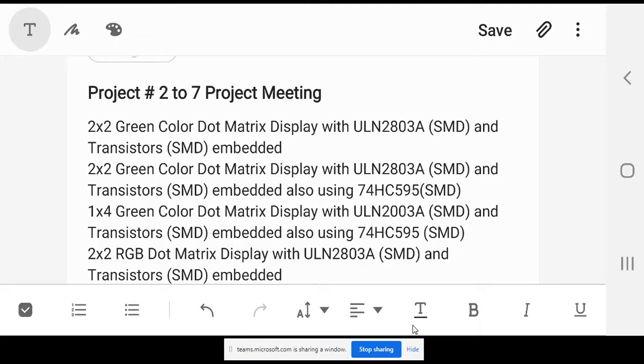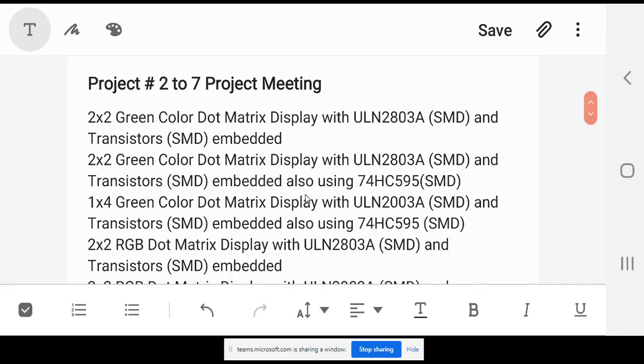Okay, so if I go back to what we are going to do in these projects, the first word is very simple. They are just extensions of what you have done already in your lab up till now. You have done the yellow dot matrix, you have done the RGB dot matrix. So these 6 projects, as you can see, from project number 2 to project number 7, I'm not going to go through each one of them, but the point which is important in all of these is this.